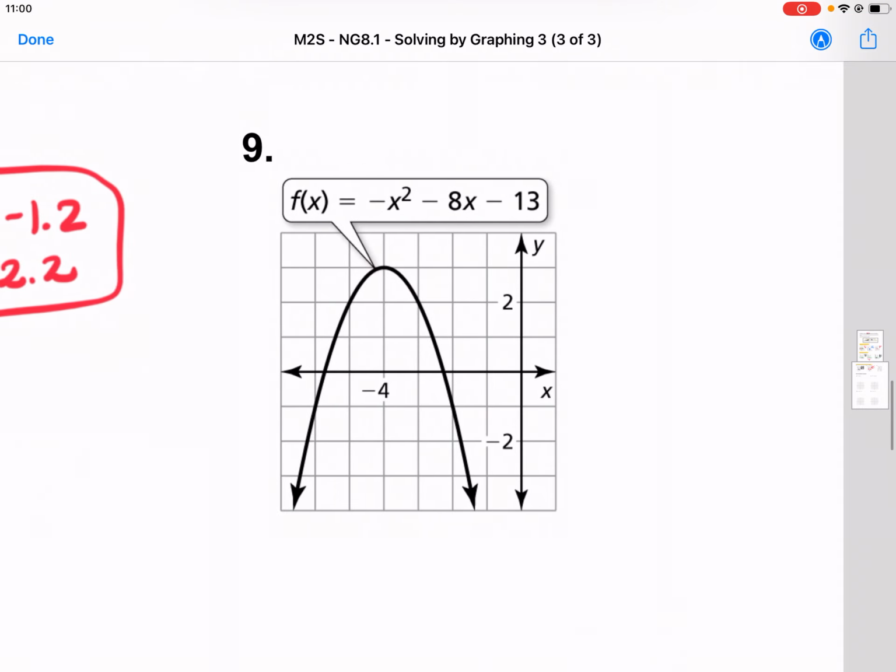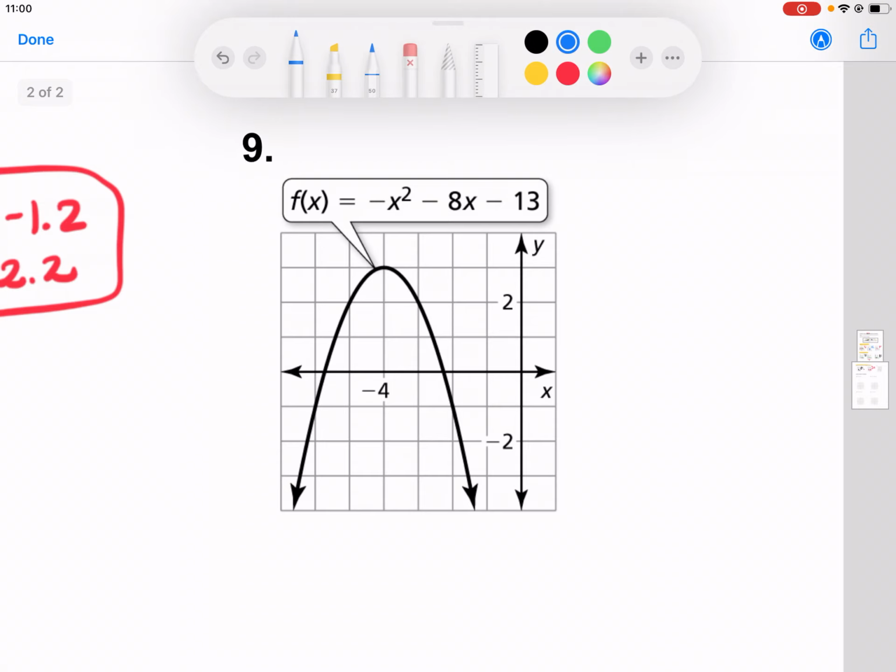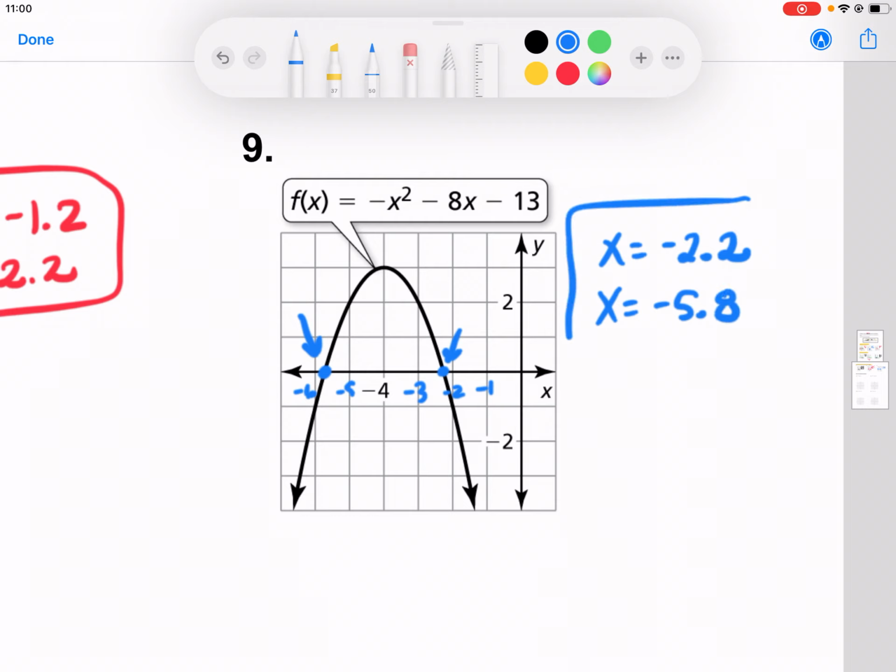And then last but not least, we'll do this one, same idea. It looks like we're going by 1, so -1, -2, -3, and then -4. Good. So I'm going to say this first one on the far right is -2.2. And then this one, so this is -5, so -6, I'm going to say is -5.8, approximately. So there it is.